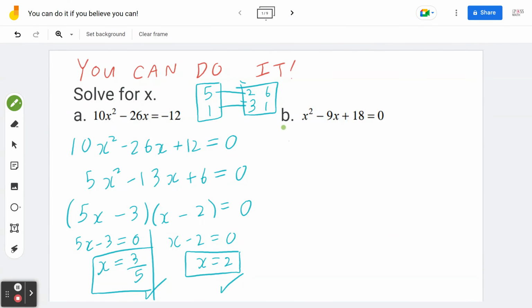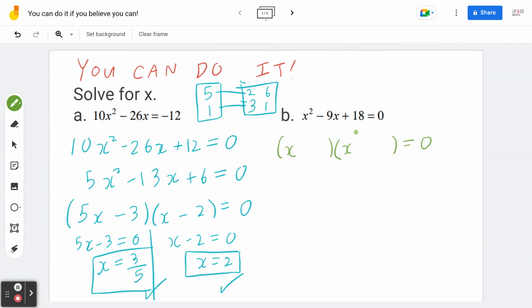Part B, x squared minus 9x plus 18 equals 0. So again, if we're trying to solve by factoring, while recognizing there are many methods to factoring, or solving for x, when it comes to factoring, x times x is going to give you x squared.